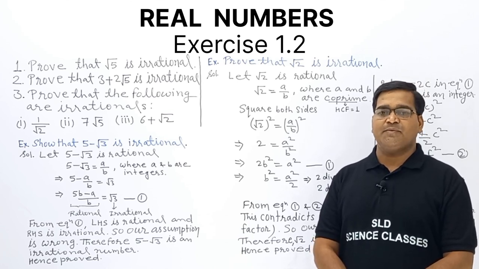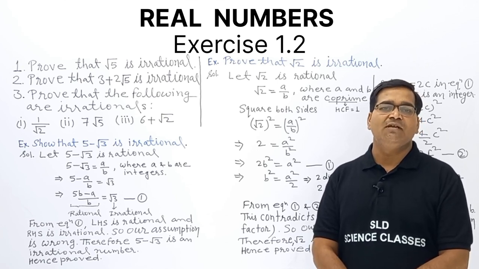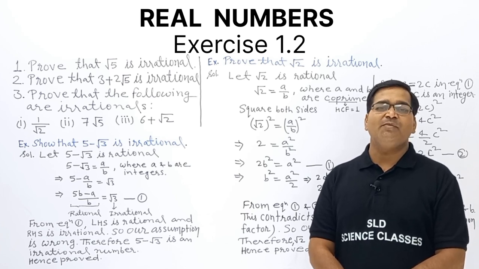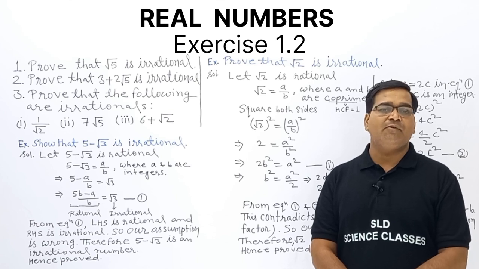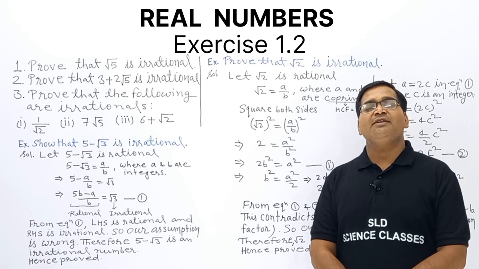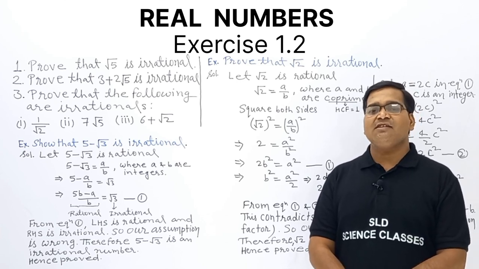those sorts of numbers are called irrational numbers. And irrational numbers are what? Root 2, root 3, root 5. Square roots of prime numbers. Prime numbers are 2, 3, 5, 7, 11, 13, 17, 19. These all are prime numbers. And the square root of a prime number will be an irrational number.